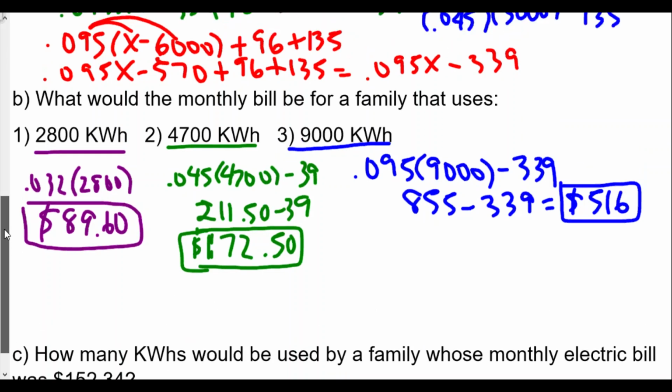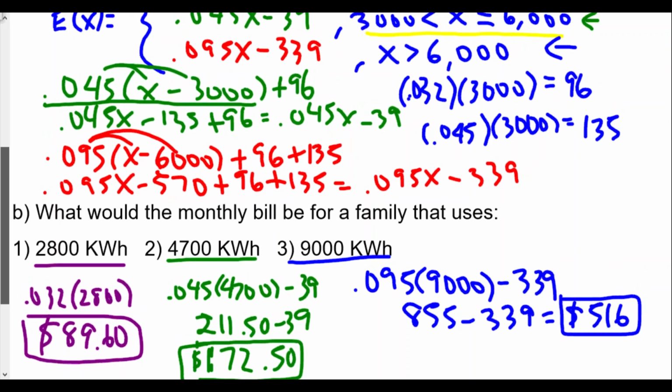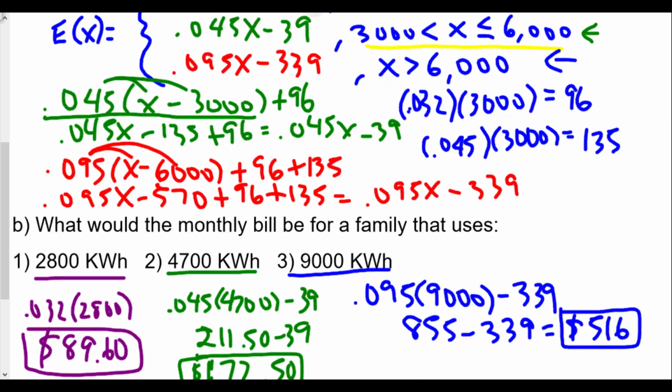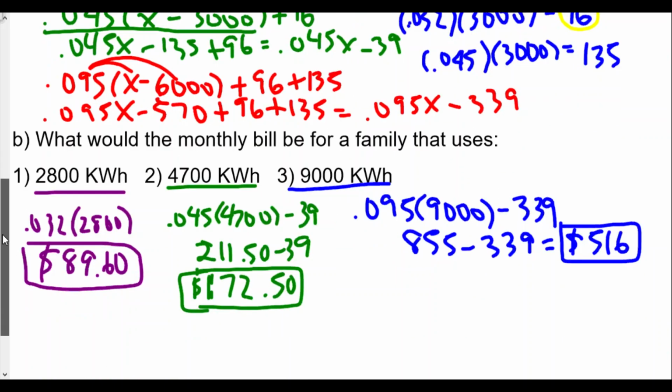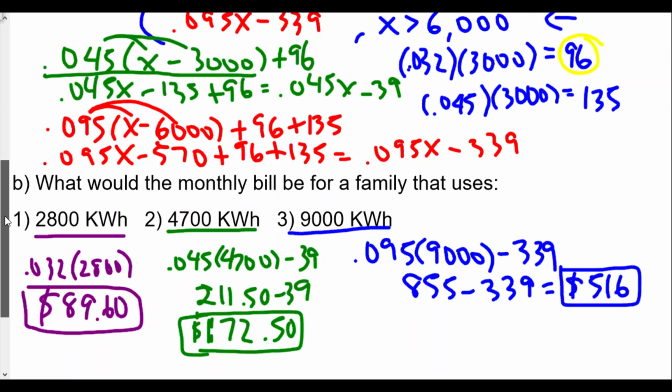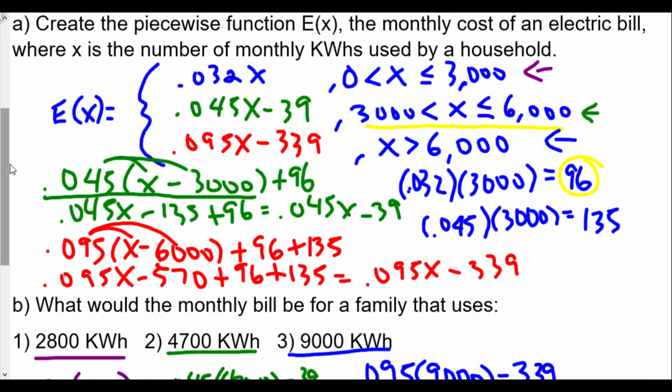If you remember from the work we did earlier, this $96 will represent the amount when exactly 3,000 kilowatt hours is used. So if your bill is greater than $96, it's definitely going to be not in the first one. You definitely use more than 2,000 kilowatt hours.